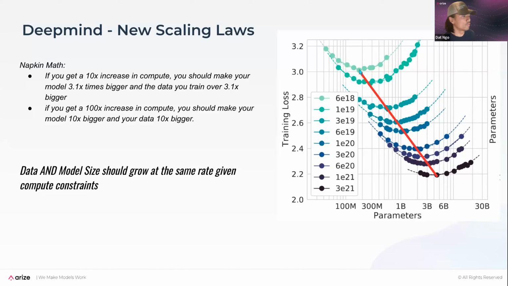As we move towards smaller model sizes and look at the training loss, the TLDR is that you can draw this power law. The power law essentially states that data and model size should grow at the same rate, given the constraint on compute. So meaning, if I do the same napkin math, if I get a 10x increase in compute, my model parameters get about 3 times bigger, and the same should be true for my data. If I do that again, 10 times 10, your model gets 10 times bigger and your data gets 10 times bigger. So pretty interesting challenge and finding in 2022.